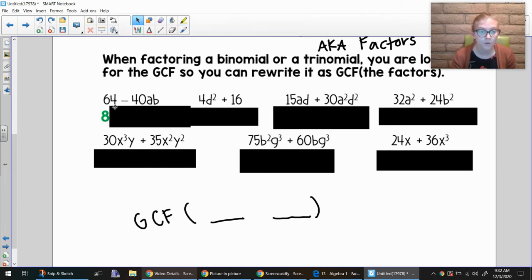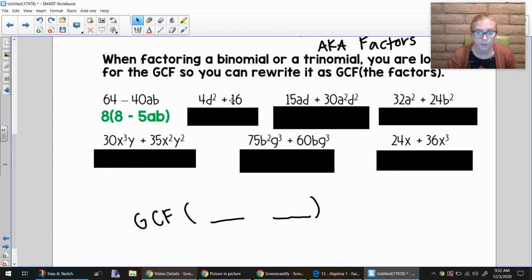So 8 times 8 is 64. 8 times negative 5ab is going to be negative 40ab. This is how we factor. We're finding what multiplies to get to this original value.